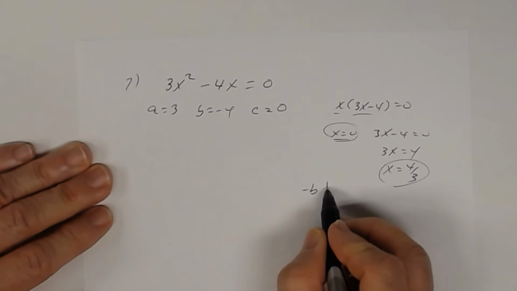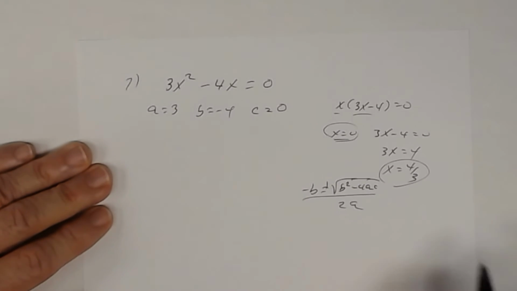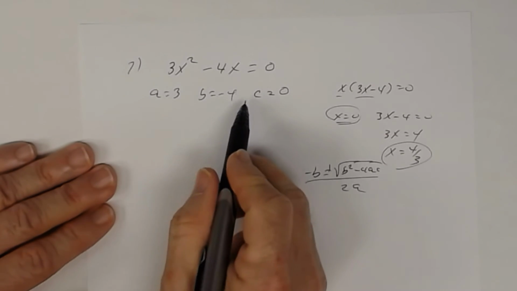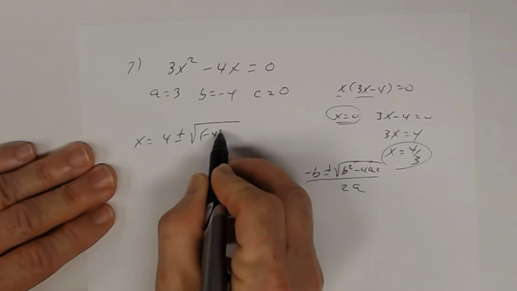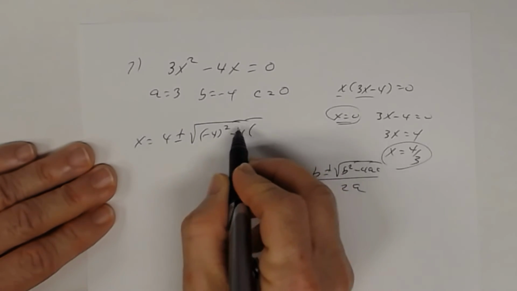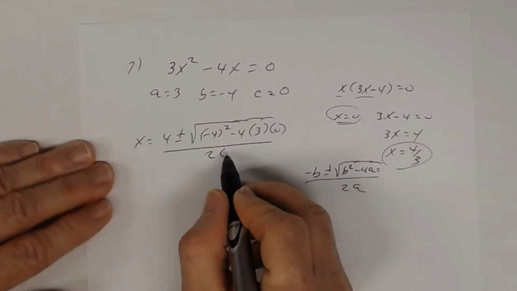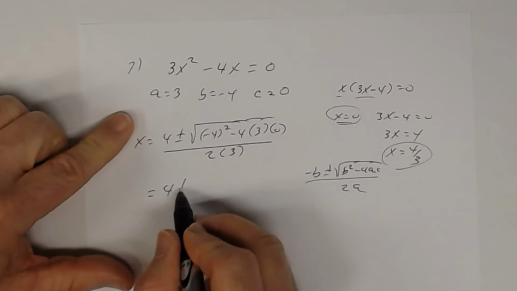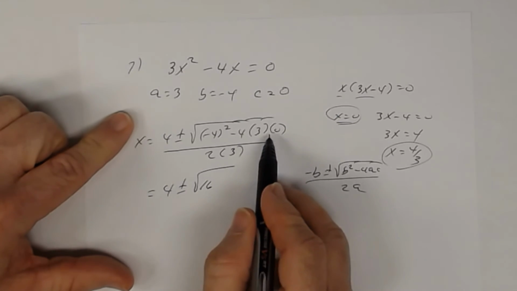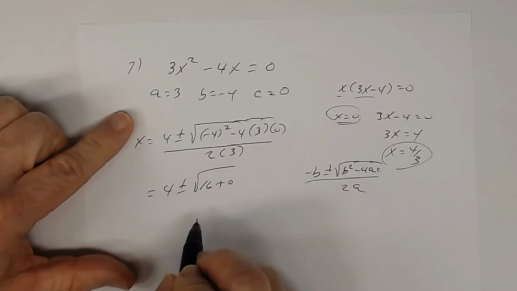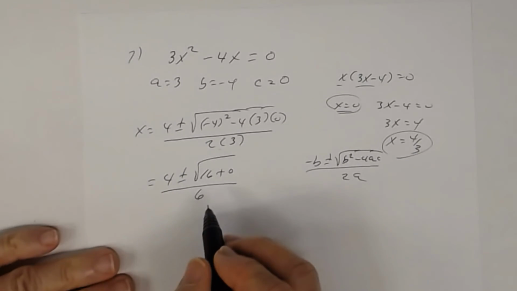So the quadratic formula: negative b plus or minus the square root of b squared minus 4ac, all divided by 2a. So I get the opposite of b, so the opposite of negative 4 is a positive 4, plus or minus the square root of negative 4 squared, minus 4 times a, which is 3, times c, which is 0, see that's 0 right there, all divided by 2 times a, which is 3. So you get 4 plus or minus the square root of negative 4 times itself, which is 16. Negative 4 times 3 times 0 is 0. So you can say plus 0 or minus 0, but it doesn't matter because that radicand is just 16, isn't it? All divided by 6. 2 times 3 is 6.